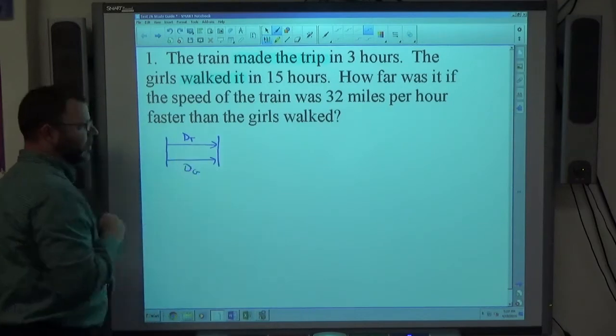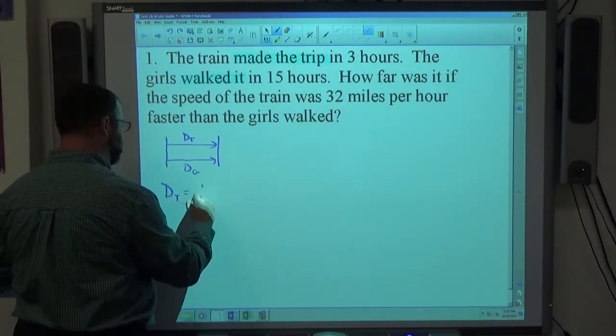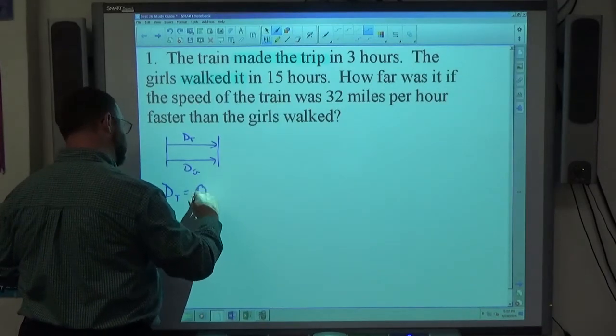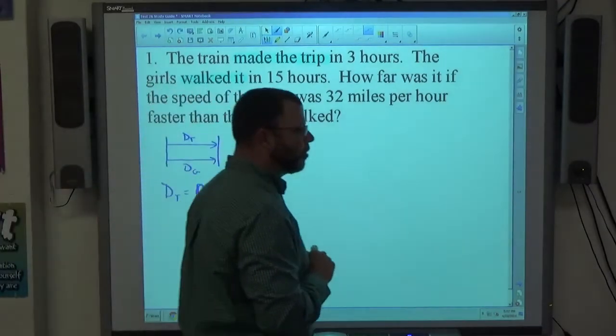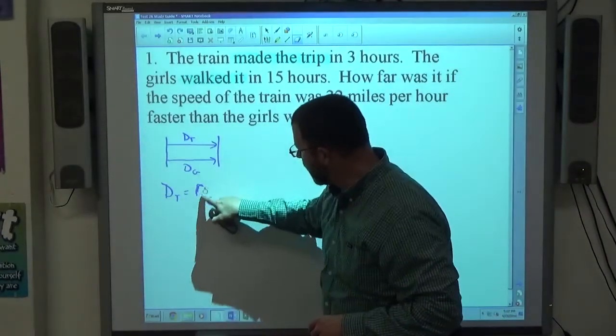I'll make girls and train my categories. So the distances are equal to each other: train distance equals girls distance. That's the first thing I always do in these problems. Once I've established the distance relationship being equal, I'll make that D prettier.